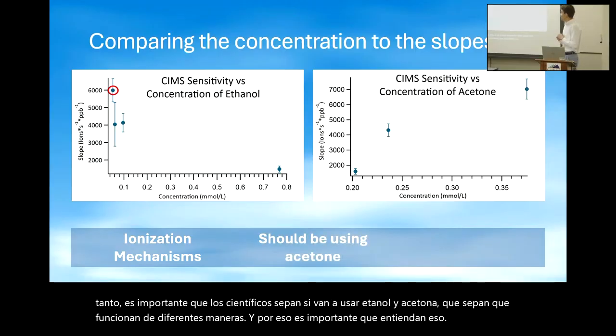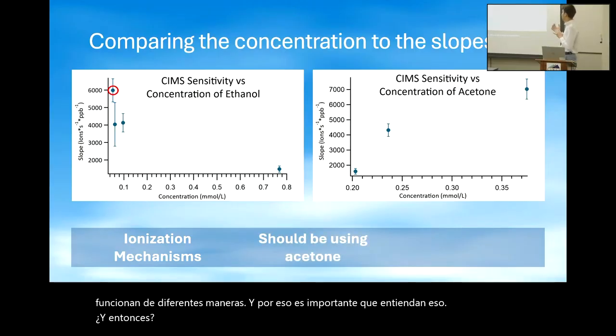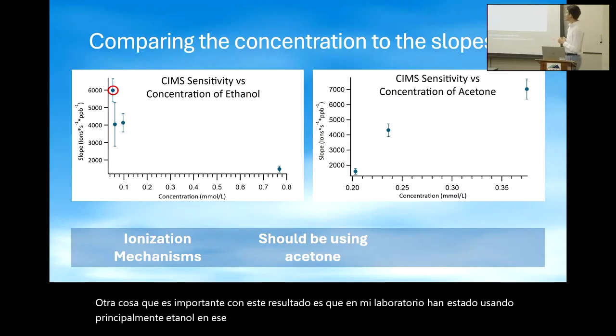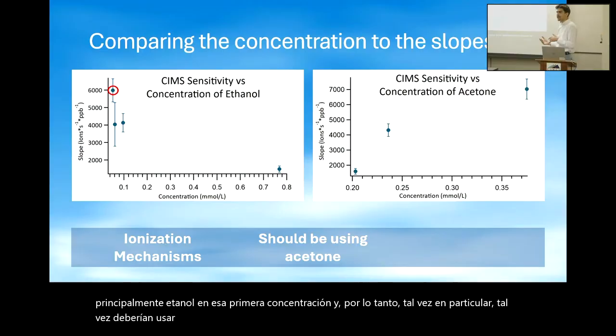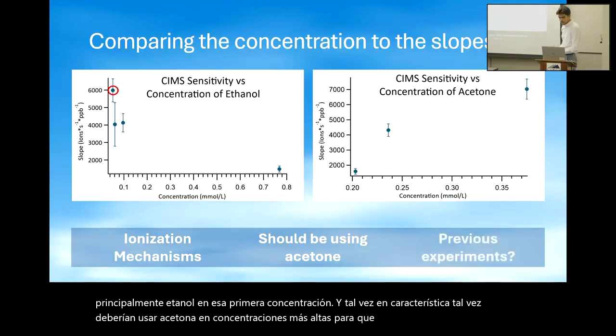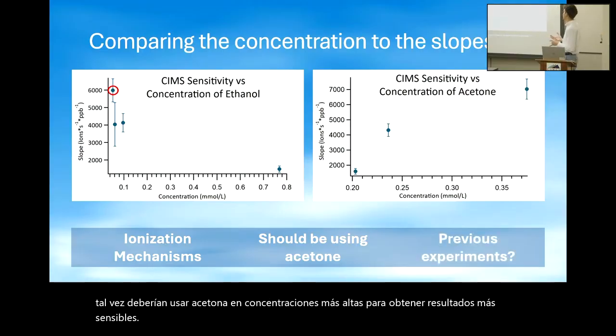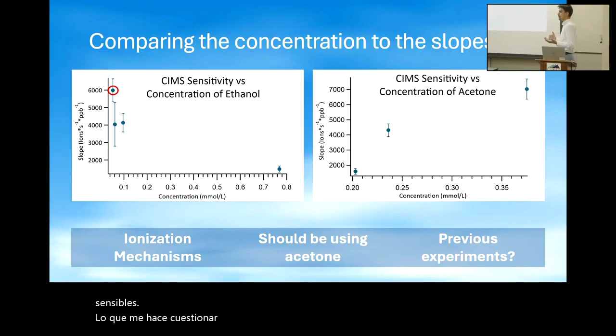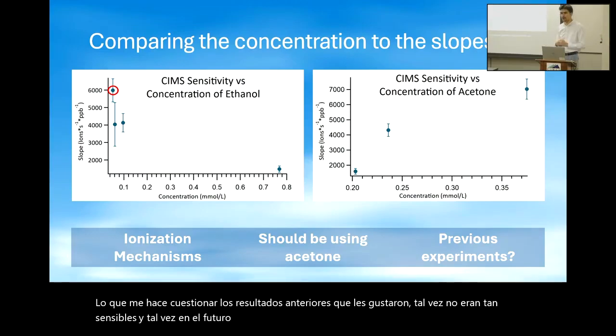Another thing that is important with this result is that in my lab, they've been primarily using ethanol at that first concentration. So maybe in the future, they should be using acetone at higher concentrations so that they get more sensitive results. Which kind of makes me question the previous results that they did, like maybe they weren't as sensitive, and so maybe moving forward they could use something that would work better for their experiments.